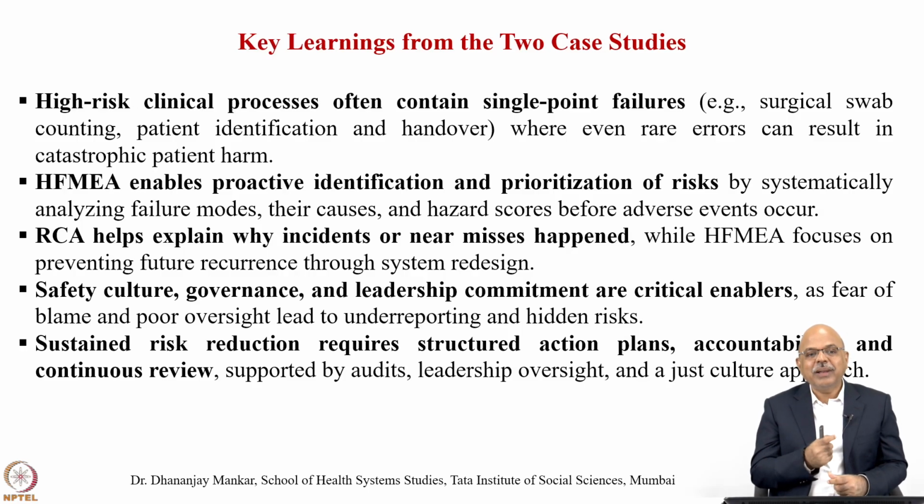HFMEA enables proactive identification and prioritization of risk by systematically analyzing failure modes and giving their causes and hazard scores before the adverse event has occurred, which is very important before taking the action plan. RCA helps us explain why incidents are happening, while HFMEA focuses on preventing future recurrence through system redesign. It is important to understand how you need to work on the safety culture and take the benefit of governance and the commitment of leadership in reducing risk.